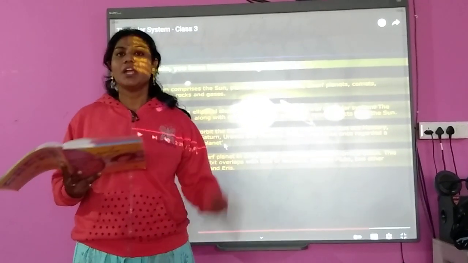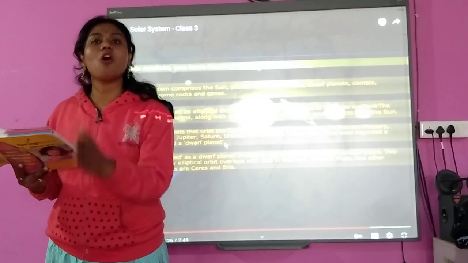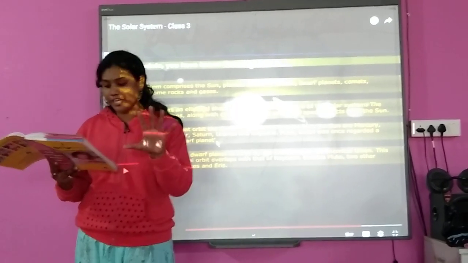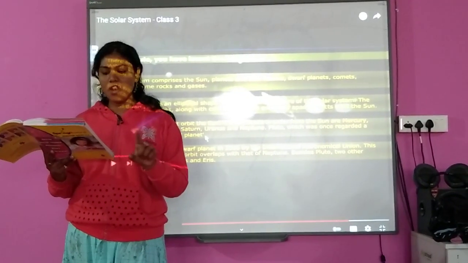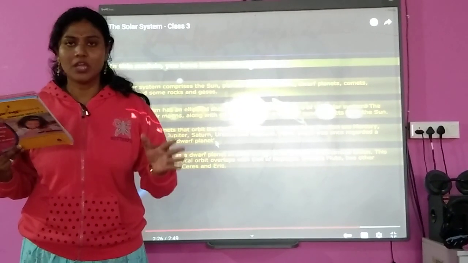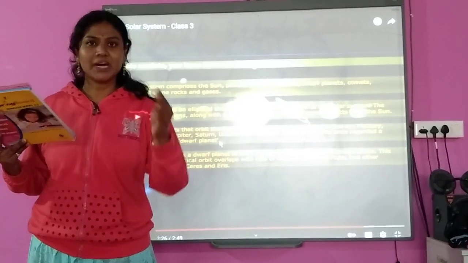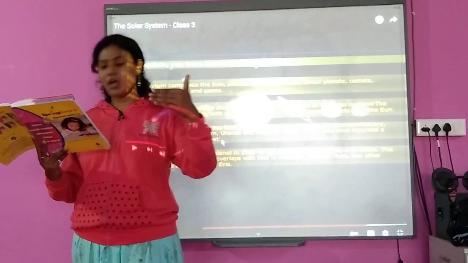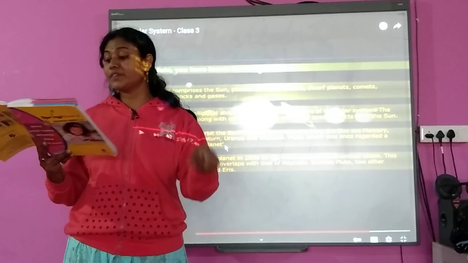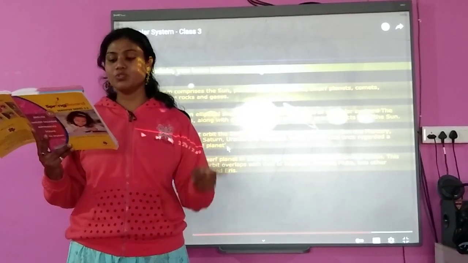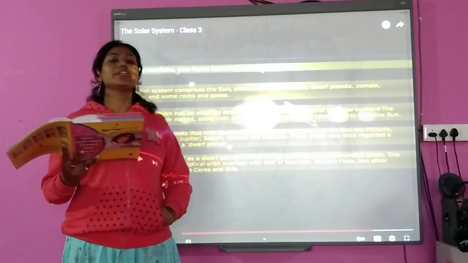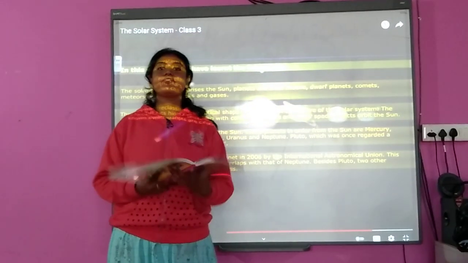Now we are going to learn about the phases of the moon. Listen carefully. As the moon orbits the Earth, we see different amounts of the moon's lit part, but we always see the same side of the moon. The moon seems to change every day. Sometimes it looks like a circle, sometimes a half circle, and sometimes a thin curved sliver. The different shapes of the moon are called the phases of the moon.